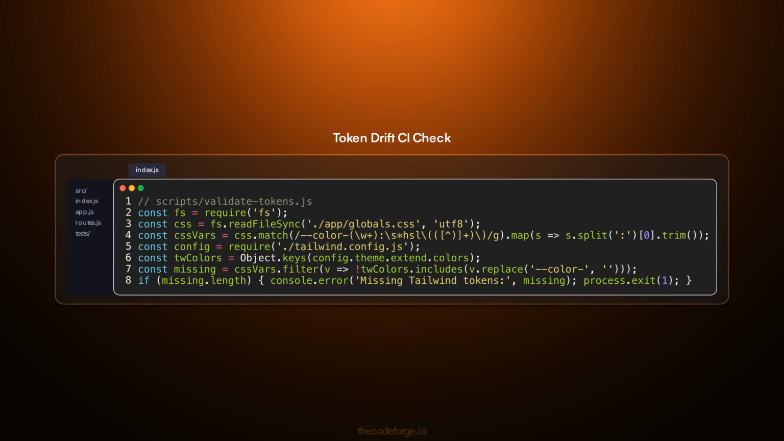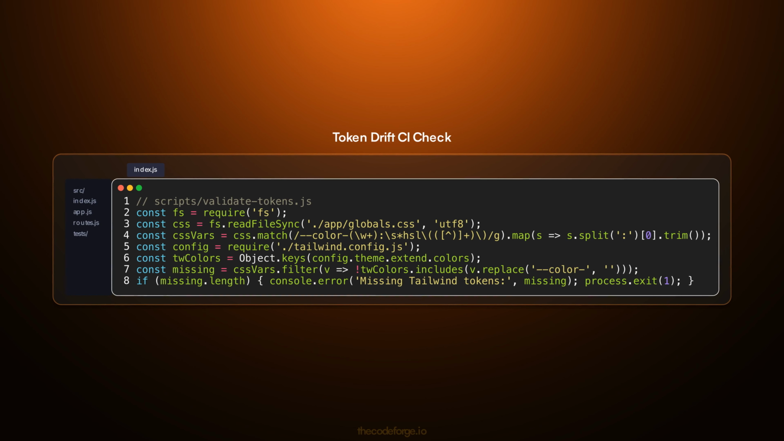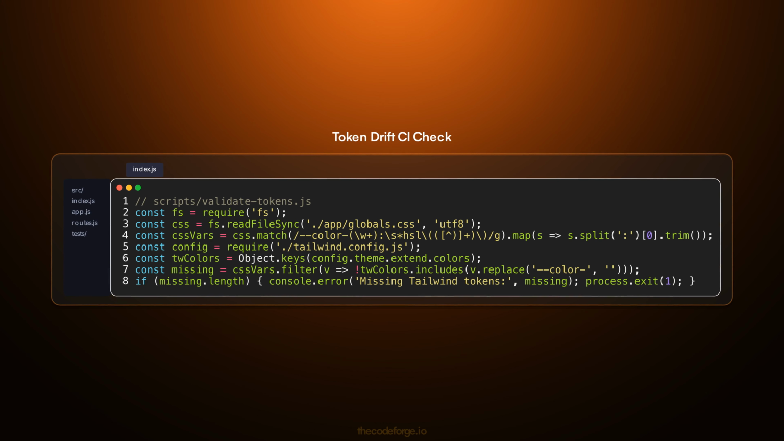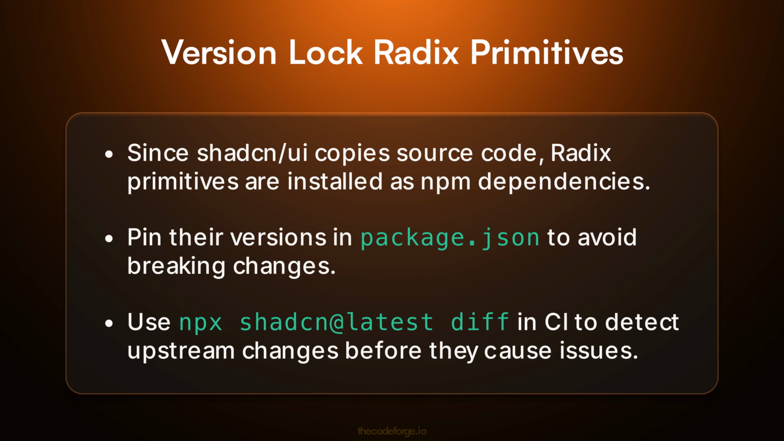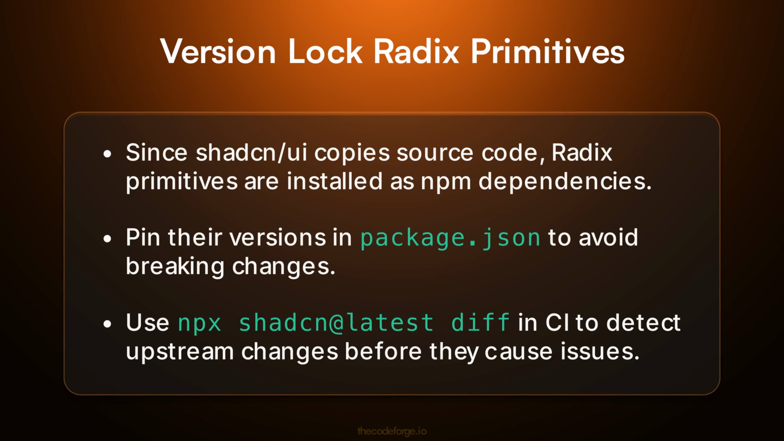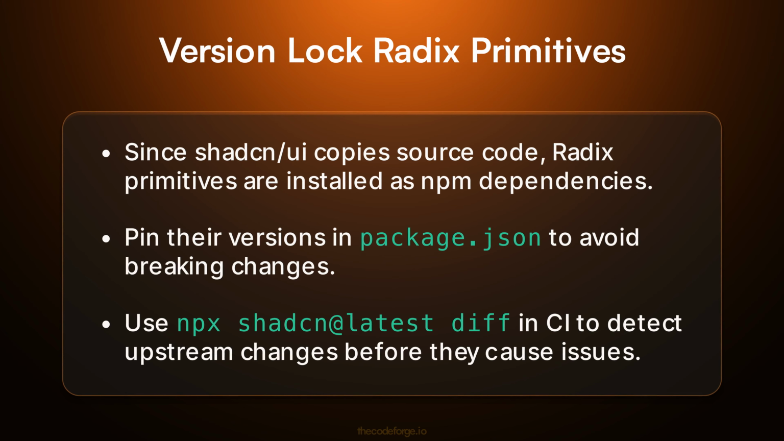Add a CI step that parses globals.css and tailwind.config.js, or the @theme block, to ensure CSS custom properties and Tailwind theme values match exactly. This prevents silent token drift across teams. Since shadcn/ui copies source code, Radix primitives are installed as npm dependencies. Pin their versions in package.json to avoid breaking changes. Use npx shadcn@latest diff in CI to detect upstream changes before they cause issues.